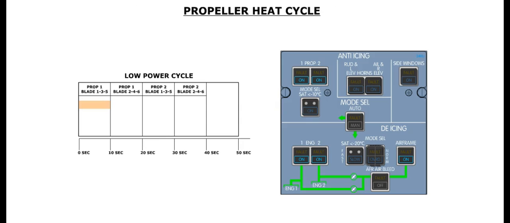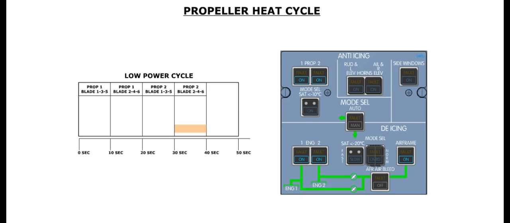When propeller anti-ice is selected on, blades 1, 3, and 5 on propeller 1 are heated for 10 seconds. After 10 seconds, heat is removed from these blades, and heat is applied to blades 2, 4, and 6 on propeller 1. Heat is applied for 10 seconds. After 10 seconds have elapsed, heat is removed from blades 2, 4, and 6 on propeller 1, and heat is applied to blades 1, 3, and 5 of propeller 2.